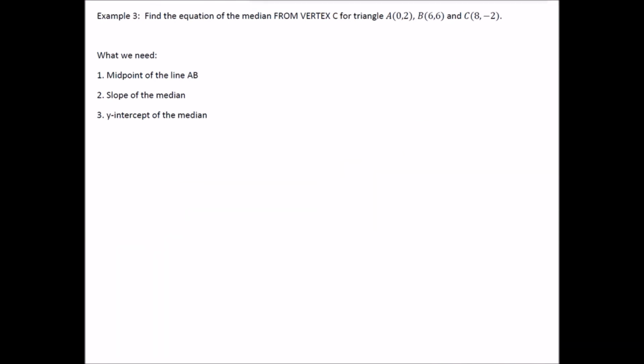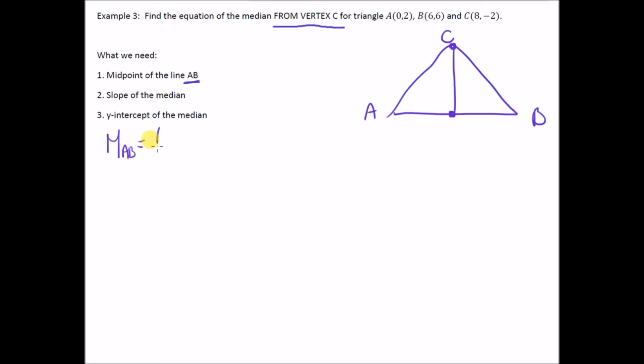Okay, example 3. Find the equation of the median from vertex C. So again, when we draw that triangle, I am more comfortable drawing C on the top, for triangle ABC. So first, we need to connect C with the midpoint of AB. So we need to find the midpoint of AB. Take the x's from A and B, 0 and 6, and average them. Take the y's, 2 and 6, average those. So 6 over 2 is 3, 8 over 2 is 4. So there's the midpoint.